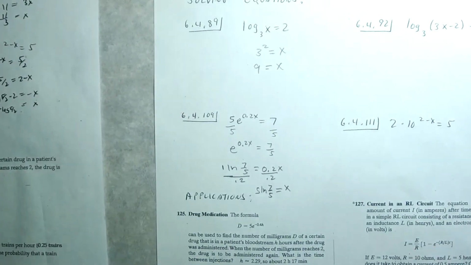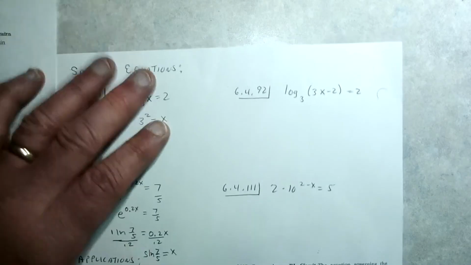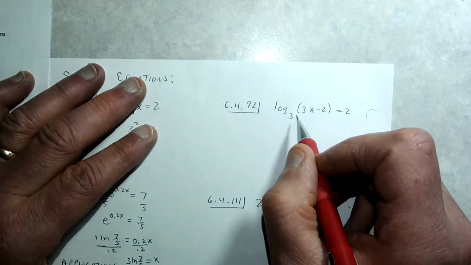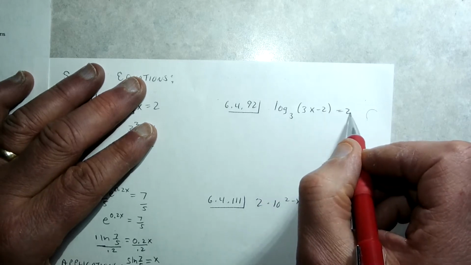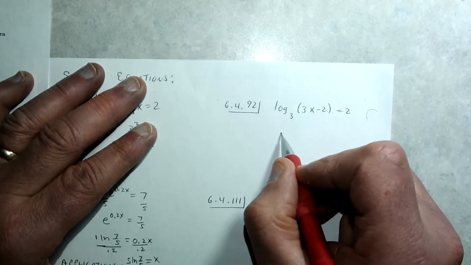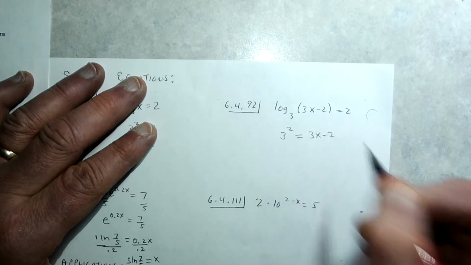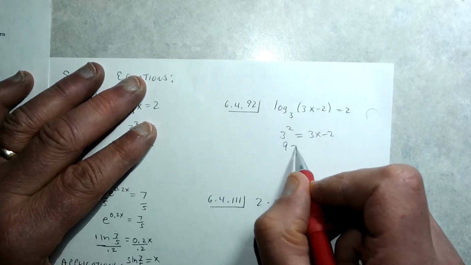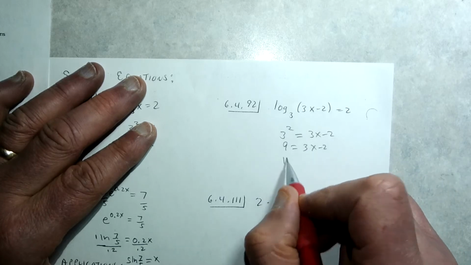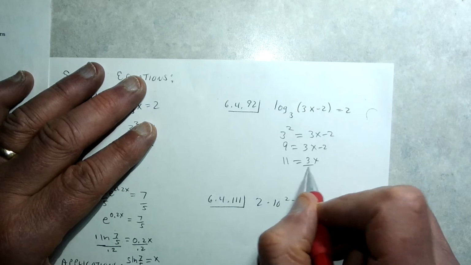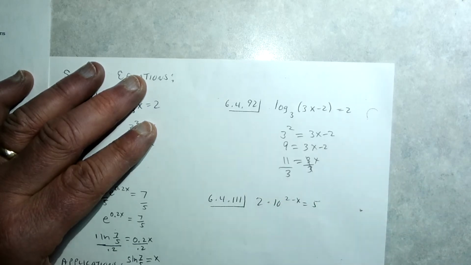Okay, let's try another one. So this one, let's see here. Well, we know that the answer to a log is always a power. So this is 3 to the second power is equal to 3x minus 2. 9 is equal to 3x minus 2. I'm going to add 2 to the other side and divide by 3. So x is equal to 11/3.